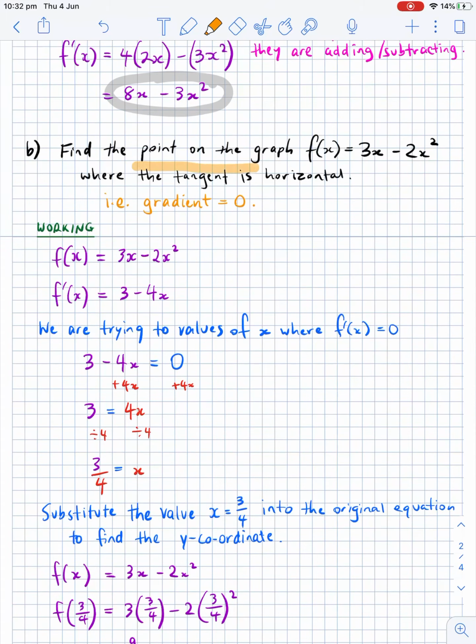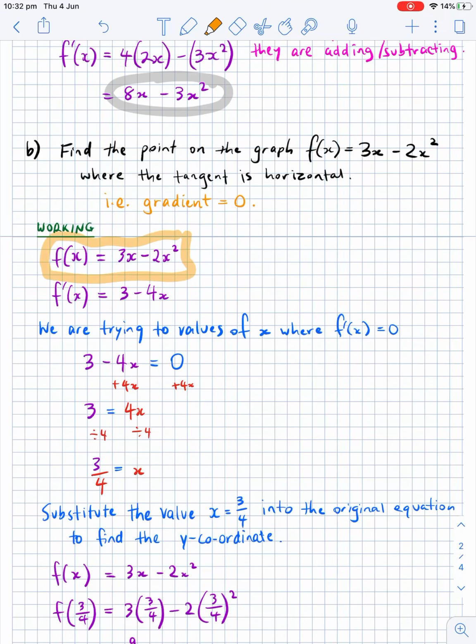Next one, find the point on the graph f of x equals 3x minus 2x squared, where the tangent is horizontal. So this is our graph. This is going to be a parabola. We need to find the point where the tangent is horizontal. If the tangent is horizontal, that means the gradient is 0. We want to figure out where our gradient becomes 0.